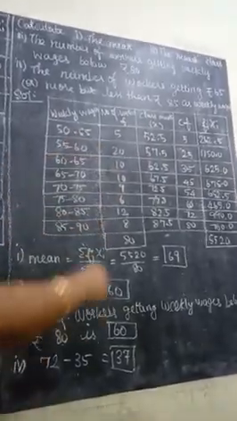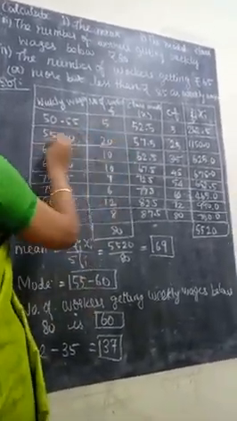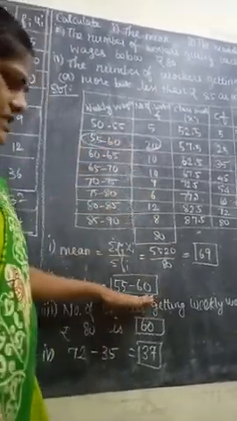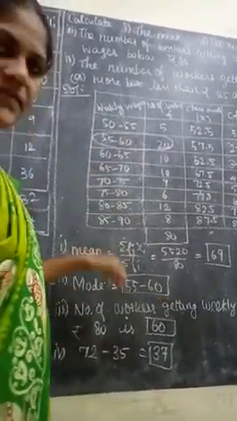Second question they asked to find modal class. How do we find a modal class? Compare to the question. Listen. In the frequency, which is the highest term? 20 is the highest frequency. So 55 to 60 is the modal class. Same as in the previous step.